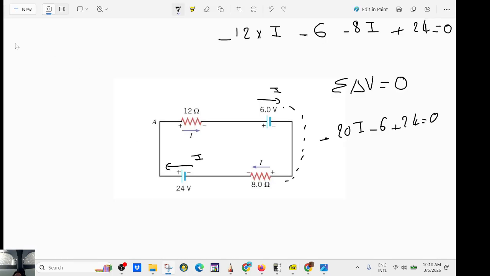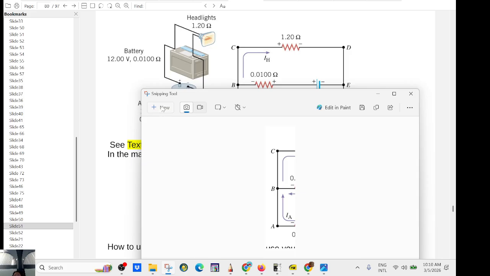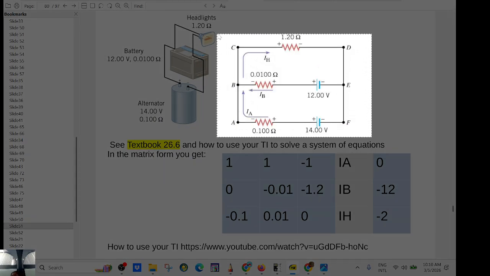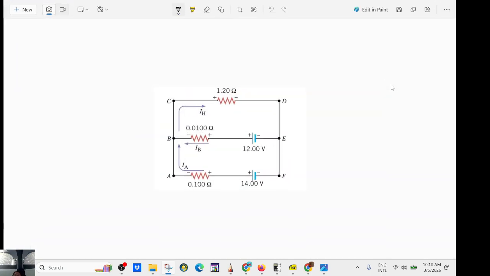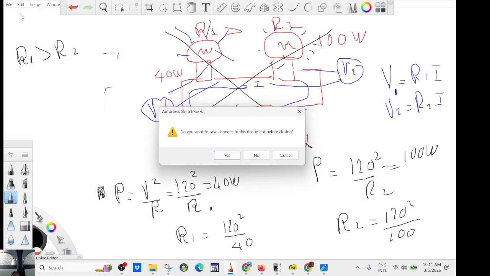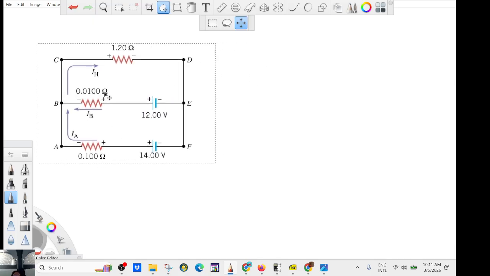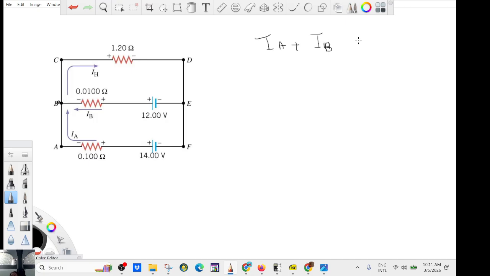Are you with me? I show you because it's one assignment problem. I'm not going to solve it because then you have to use your TI. I have a YouTube video, and I'm sure in Dropbox you will find a video on how to solve a system of equations with your TI. So the first equation is easy. Whatever comes in has to come out. So IA plus IB, sorry, equals IH.